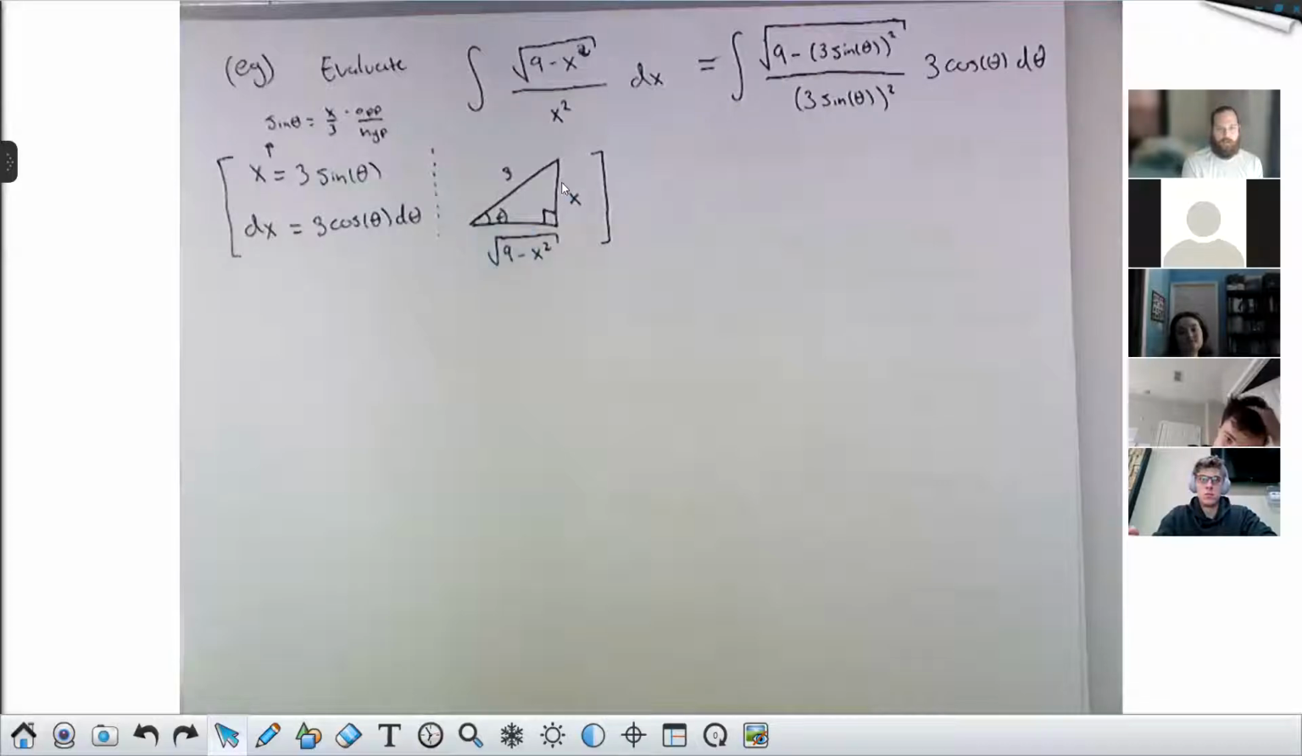If this thing squared plus this thing squared is equal to 9, then this missing side length must be the square root of 9 minus x squared. And the trick there was that the missing side length is always going to be the square root that told you to substitute in the first place. And then the last thing I did is just plug everything in. So everywhere there was an x, I wrote parentheses, 3 sine theta. Here and here. Those were both squared in the original integral, so they're both squared here. And in place of dx, I wrote 3 cos theta d theta, because dx is 3 cos theta d theta as calculated from the substitution.